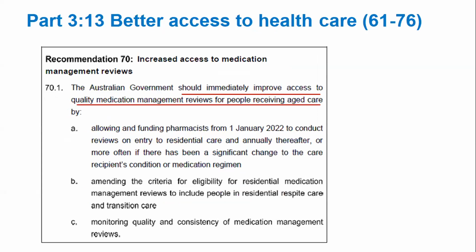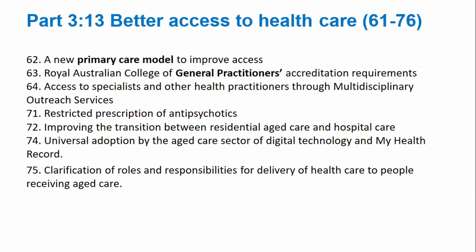Looking at some examples in the better access to healthcare, that there is increased access to medication management reviews, that the Australian Government should immediately improve access for people receiving aged care. Others, some involving our general practitioners, is number 62, that a new primary care model is implemented to improve access, and that the Royal Australian College of General Practitioners accreditation requirements are reviewed.